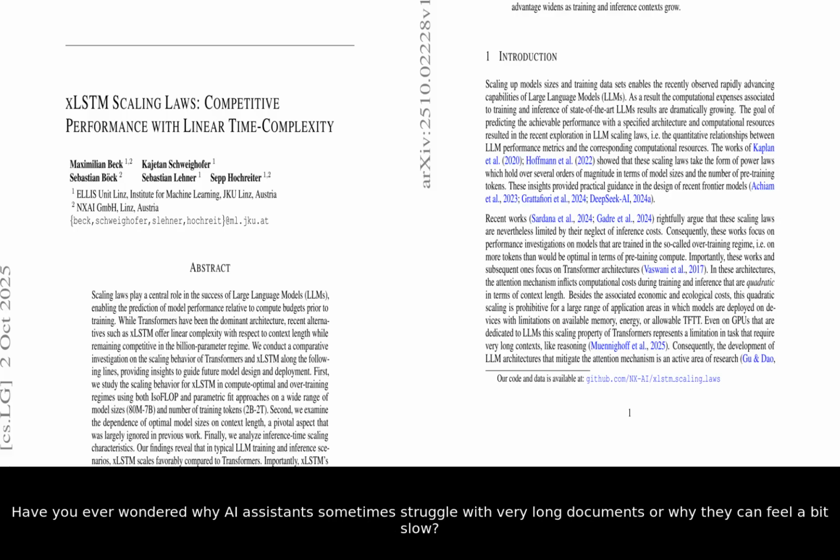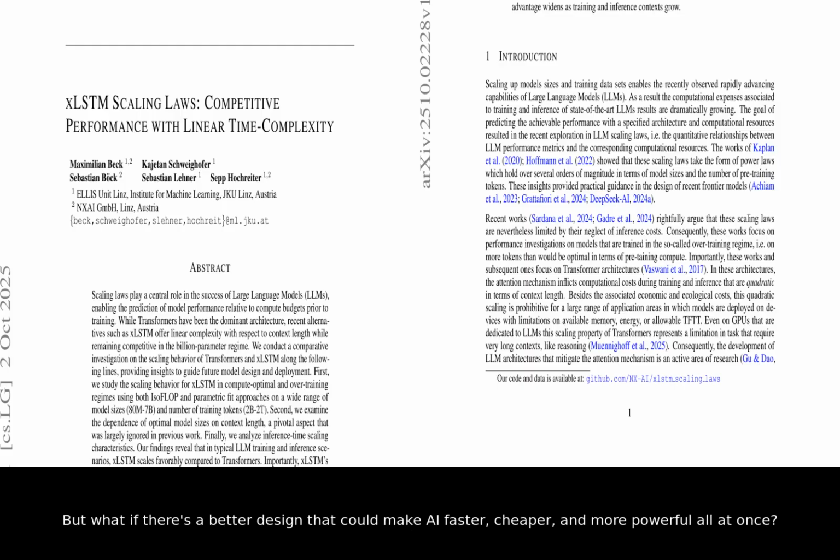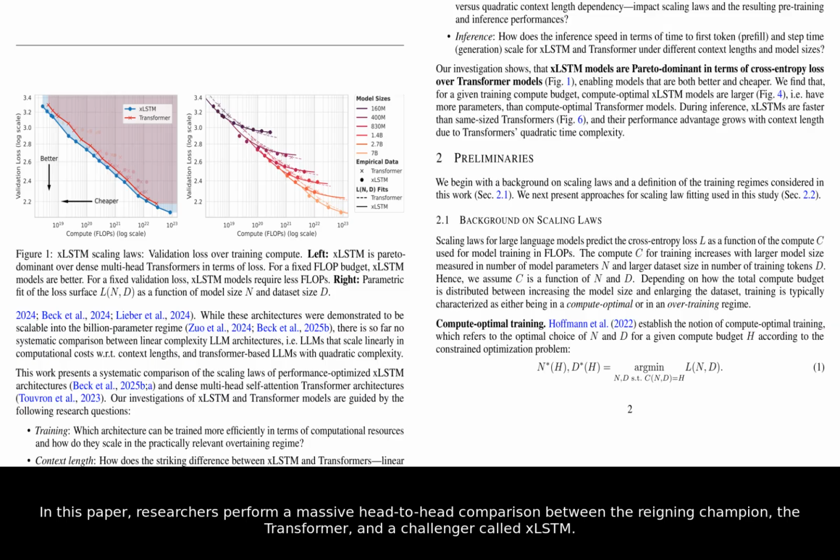Have you ever wondered why AI assistants sometimes struggle with very long documents or why they can feel a bit slow? A big part of the reason lies in the fundamental architecture that powers most of today's large language models, the transformer. But what if there's a better design that could make AI faster, cheaper, and more powerful all at once?